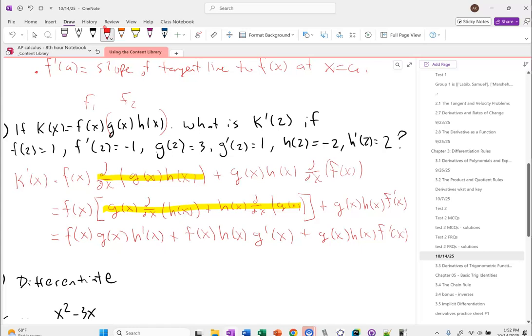So the first one I have h prime, f and g. The second one I have g prime, f and h. The third one I have f prime, g and h. Everybody see the pattern? So if I had 4 functions multiplied together, what would I have? 4 terms, each one with a different derivative in each one, right? What did we basically just show here? This is like a generalization of the product rule, right? Does that feel okay?